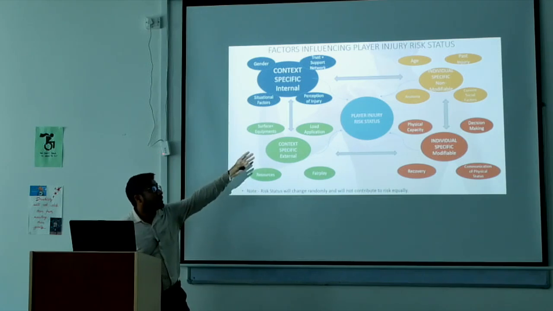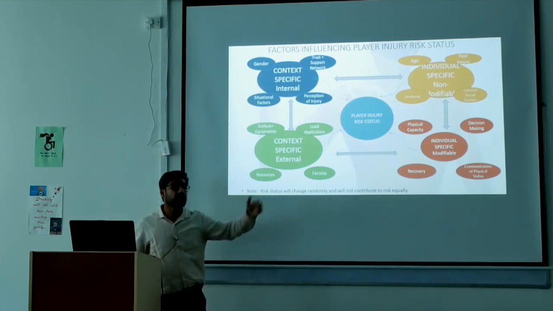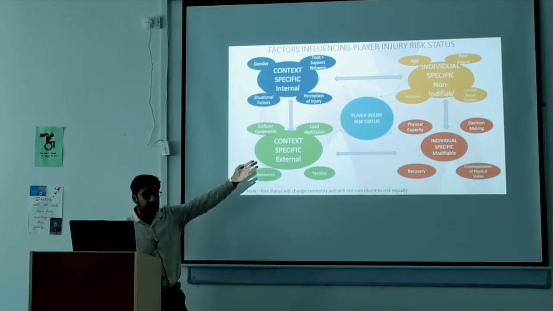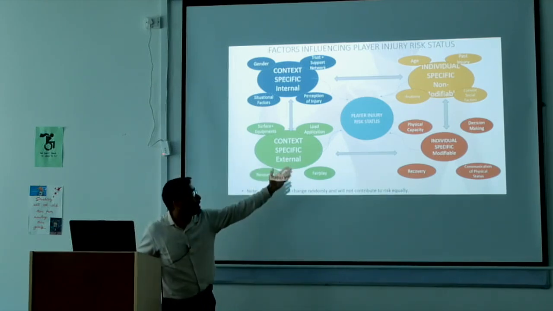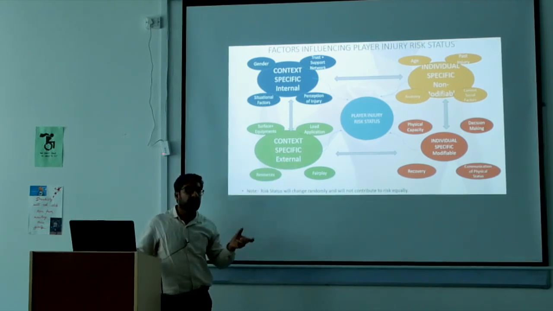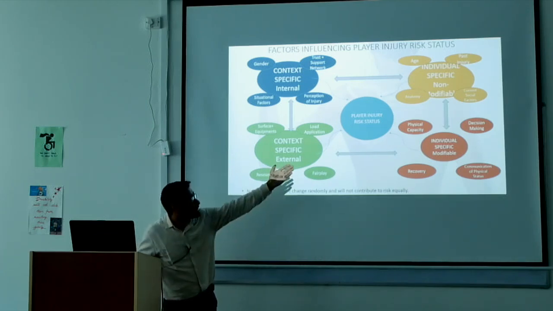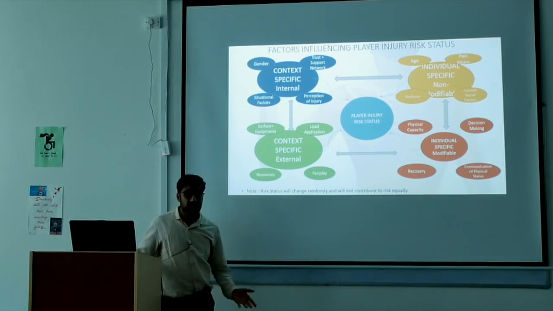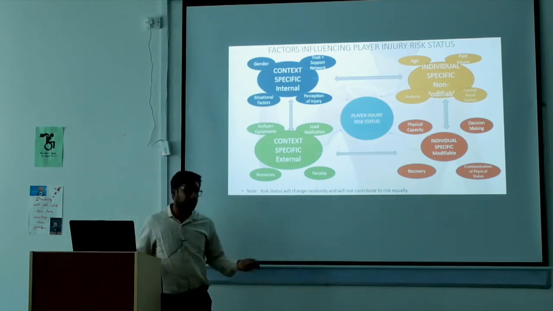Next part is the individual specific part. First we'll talk about the non-modifiable factors, which we cannot change. It can be the age, any past injury, any surgical history, any medical history. It can be the anatomy, because certain bones have different shapes, like the acromion process may have a different orientation. It can be your social, socio-economic factors, because we cannot change that in a day.